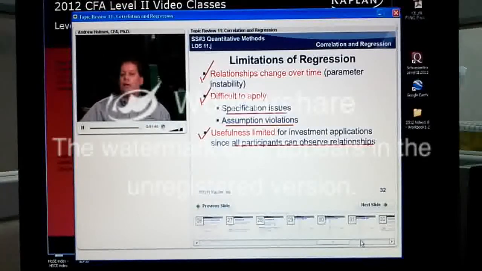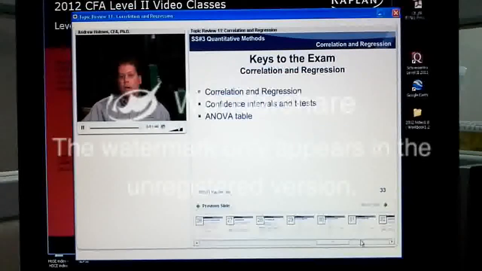So what are going to be the keys to the exam here? Well, certainly, the idea of correlation, that's the foundational concept for portfolio theory. Regression analysis here. This was a great introduction to what's going on with regression. Don't forget about confidence intervals and especially t-tests. Okay? And then the ANOVA table is something that you may have to work with just a little bit.